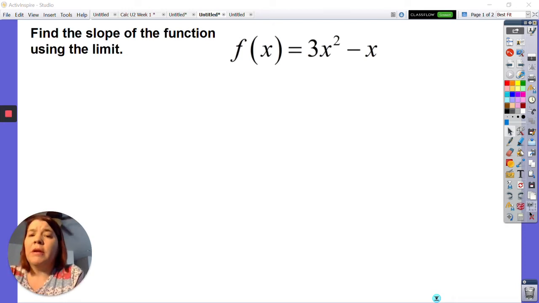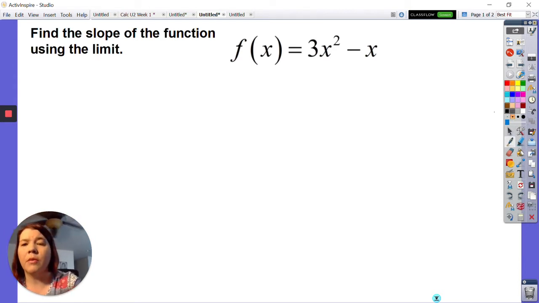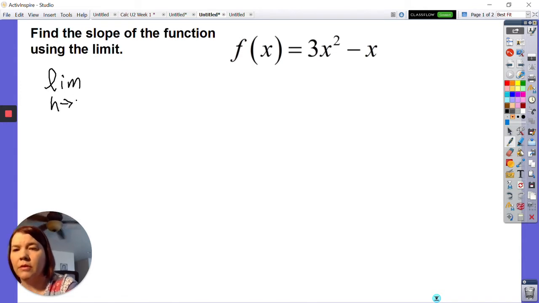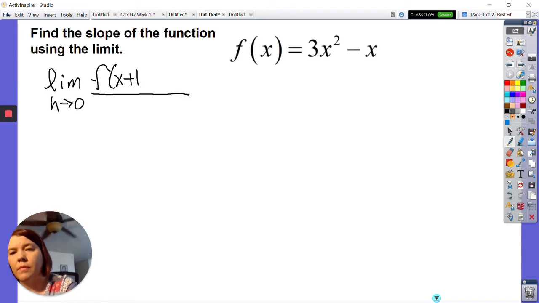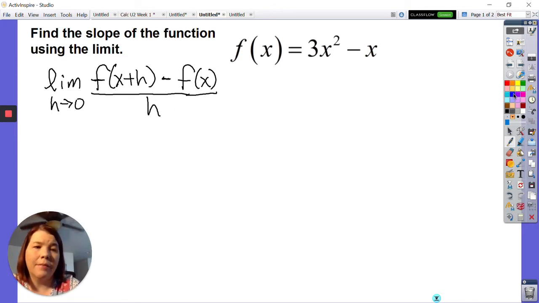So in this video, we will be discussing how to find the slope of a function, and specifically the instantaneous rate of the function at any given point. Depending on how they ask the question, this is what we're going to do. We're going to do this by doing the limit as h approaches 0 of f of x plus h minus f of x all over h.